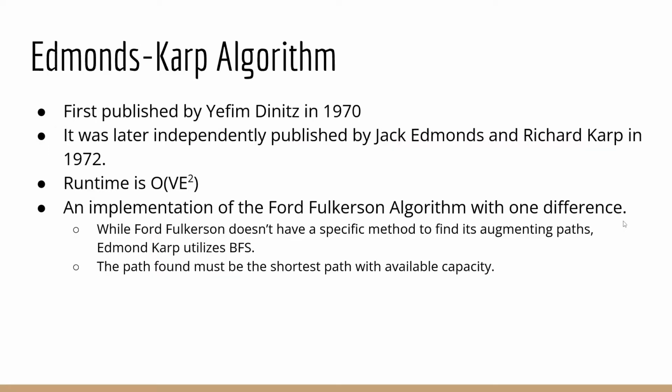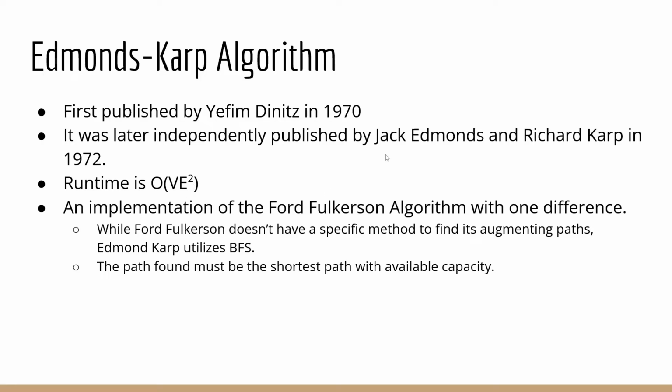So another algorithm that works off of the Ford-Fulkerson algorithm is called the Edmonds-Karp algorithm. First published by Yefim Dinitz in 1970. It was later independently published by Jack Edmonds and Richard Karp in 1972. So the runtime of this algorithm is big O of V times E squared. So vertices times edges squared.